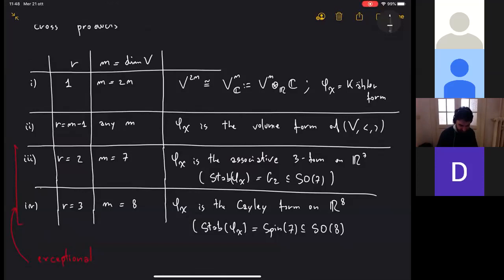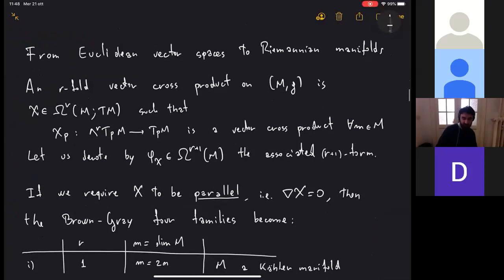So we have these two infinite families and two exceptional families. And now we move this vector space definition to a Riemannian manifold definition. If we start with a Riemannian manifold (M, g), then a vector cross product is just the datum of a vector cross product on any tangent space. An interesting requirement is asking that the vector cross product is compatible with the metric. The requirement we make is that it is parallel, so that its covariant derivative, with respect to the Levi-Civita connection, is zero.